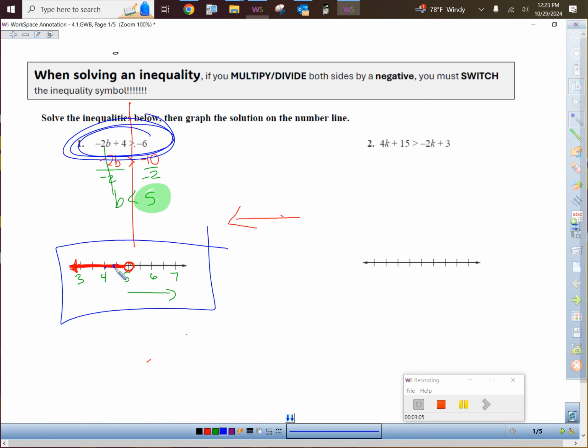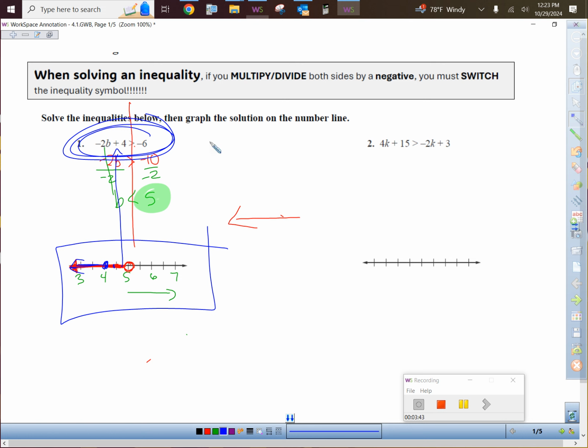4.999999999. 5. Does 5 work or not work? 5 does not work because that open dot means 5 is not included in our answer set. But why don't we just start at 4? Because of all those other guys. It's like there's 4.1, 4.2, 4.3, 4.4, 4.9, 4.999, 4.99999. Any number that is less than 5 will make that statement true.